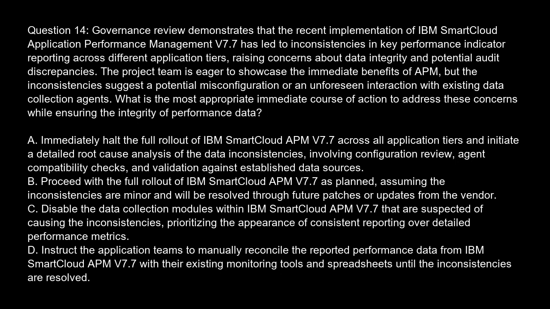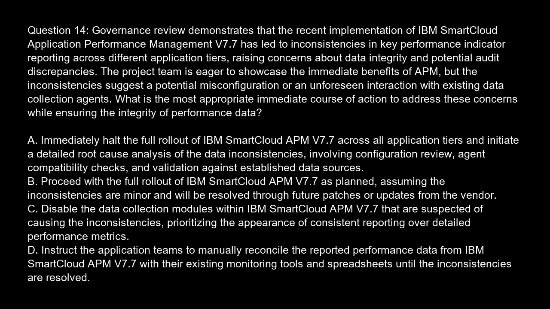Question 14. Governance review demonstrates that the recent implementation of IBM SmartCloud Application Performance Management v7 has led to inconsistencies in key performance indicator reporting across different application tiers, raising concerns about data integrity and potential audit discrepancies. The project team is eager to showcase the immediate benefits of APM, but the inconsistencies suggest a potential misconfiguration or an unforeseen interaction with existing data collection agents. What is the most appropriate immediate course of action to address these concerns while ensuring the integrity of performance data?